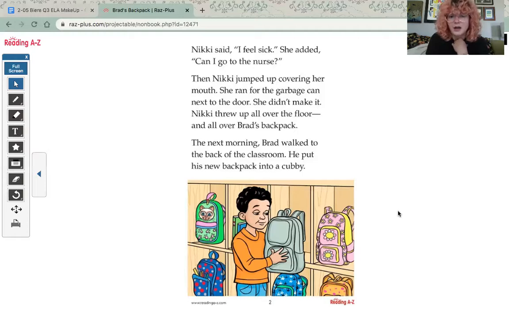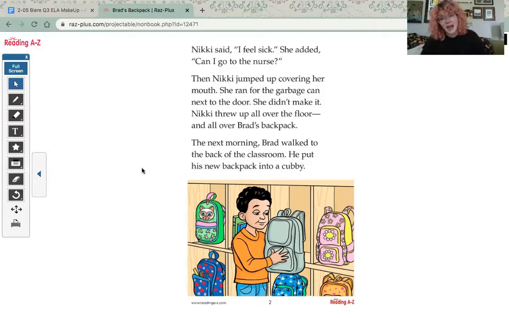Nikki said, "I feel sick." She added, "Can I go to the nurse?" Then Nikki jumped up, covering her mouth. She ran for the garbage can next to the door. She didn't make it. Nikki threw up all over the floor and all over Brad's backpack. Ew.